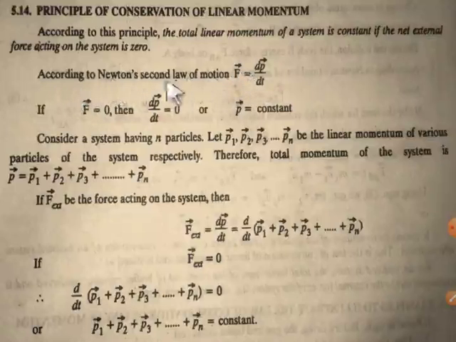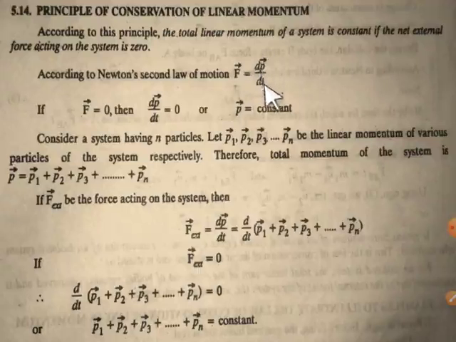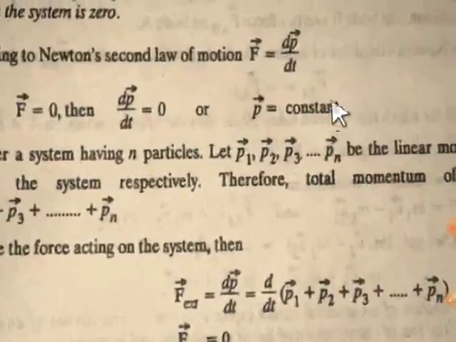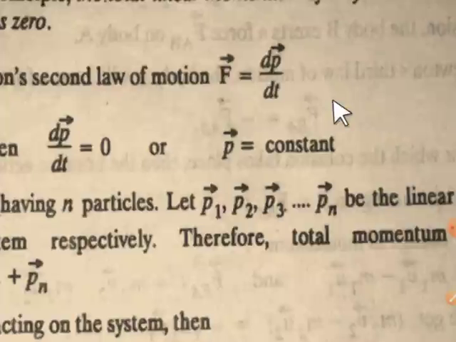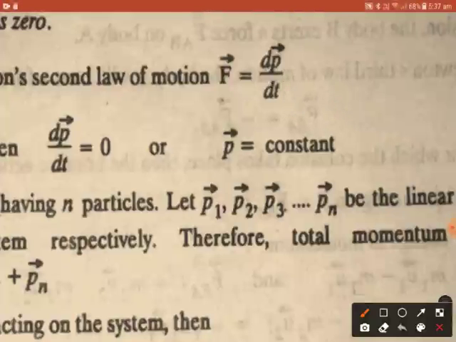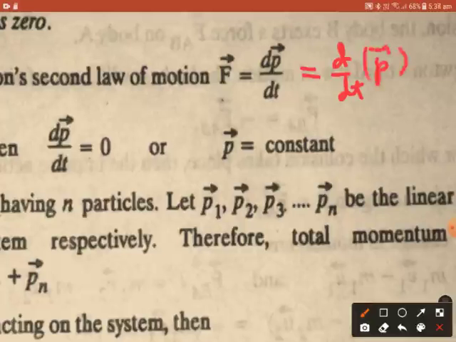According to Newton's second law of motion, we know that external force F vector is equal to the rate of change of momentum. This dp by dt represents change in momentum divided by change in time. So it denotes the rate of change of momentum. We can write this as d by dt of p vector. When I say rate in physics, the denominator should always be time. So change in momentum over change in time is called the rate of change of momentum. Got it?